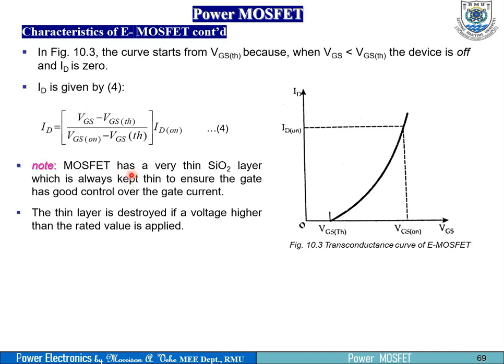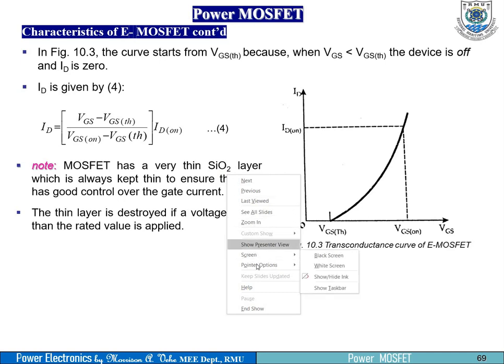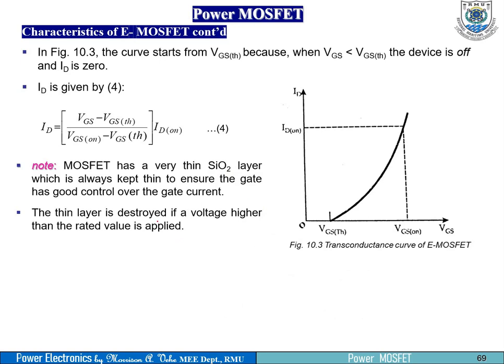We should note that the MOSFET has a very thin SiO2 layer, or thin silicon dioxide layer, which is always kept thin to ensure the gate has good control. I think I should underline that one, or the students will have to underline. I emphasize it, you underline. It has good control over the gate current. So keep it thin. In fact, not just thin, very thin, so that your gate can actually have control over the current.